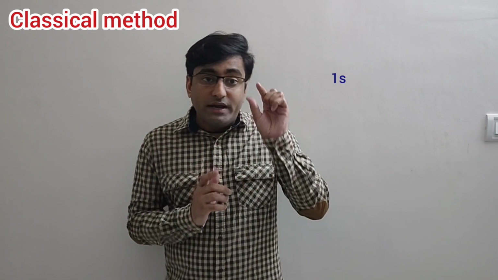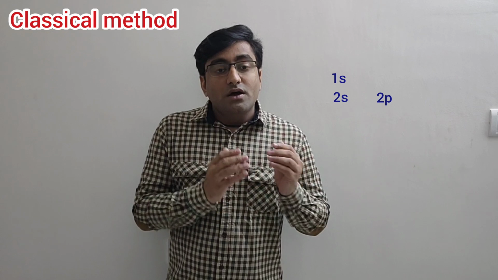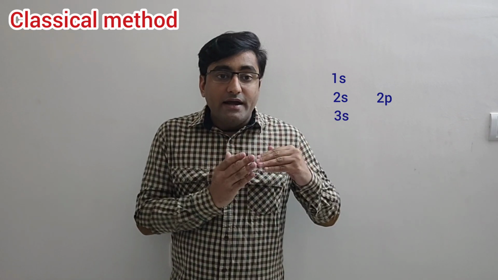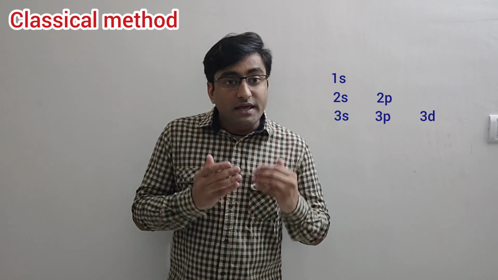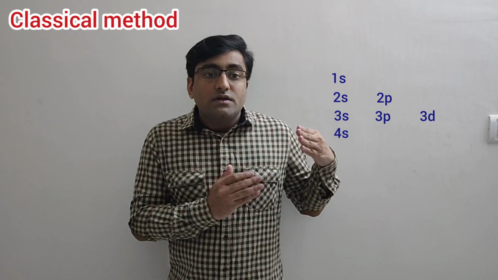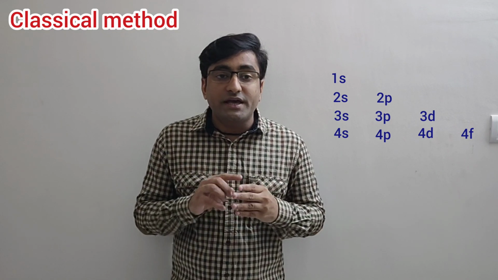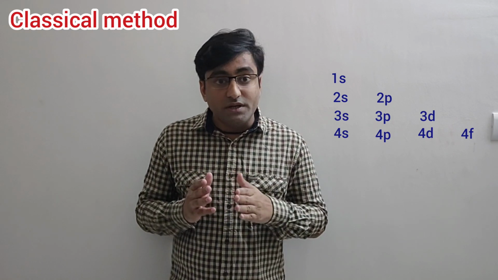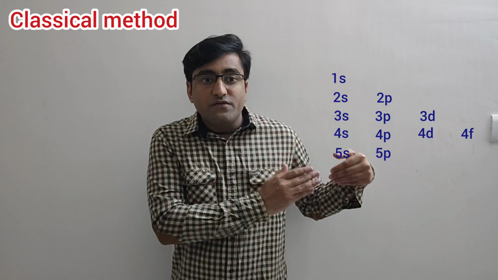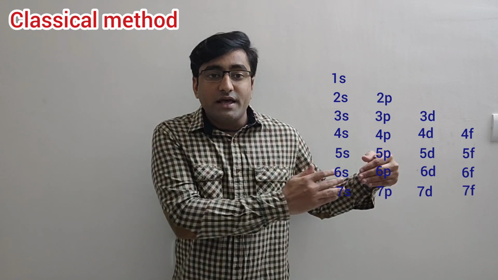Now, in order to find out the classical way, we will write 1s. Exactly below 1s, we will write 2s, and on its side, we will write 2p. Below 2s, we will write 3s, and on its side, exactly below 2p, 3p, and on its side again 3d. Then we will write below 3s, 4s, then 4p, 4d, and 4f. We all know that there are 4 blocks only, s, p, d, f, and hence we will stop at f, and then we will go up till 7, as we know that there are 7 periods. So we will write 5s, 5p, 5d, 5f, 6s, 6p, 6d, 6f, 7s, 7p, 7d, and 7f.